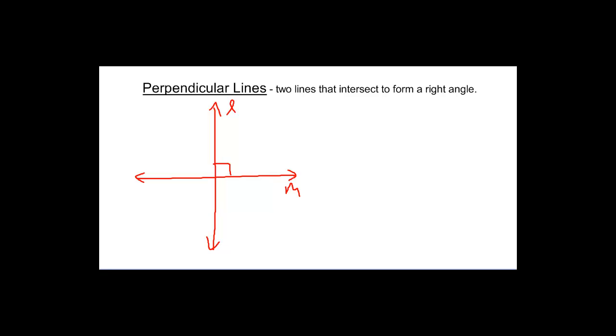One more notational thing here for perpendicular lines. When two lines are perpendicular, they'll use a special symbol for that. They'll say that line L is perpendicular to line M. So that symbol right there means perpendicular. Whenever you see that, you need to be able to recognize that and know that those two lines would then intersect to form a right angle.